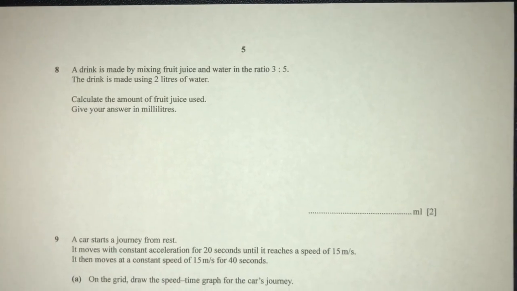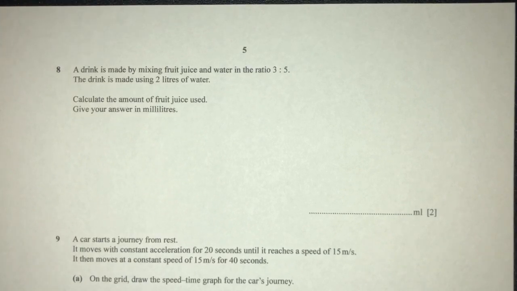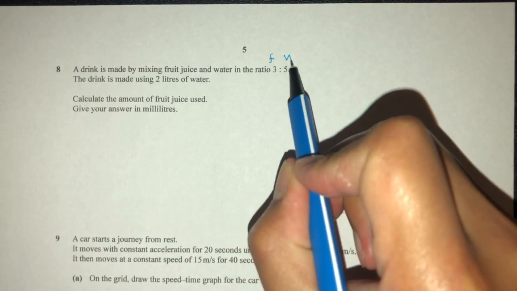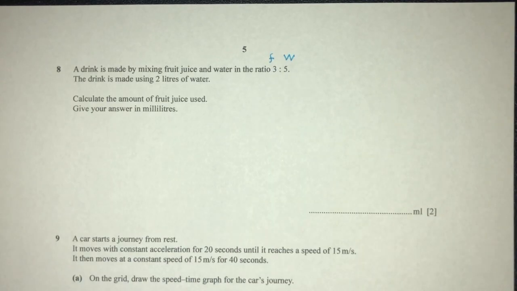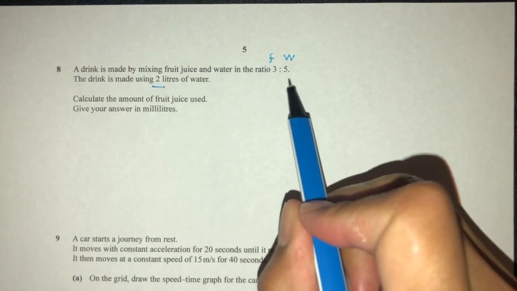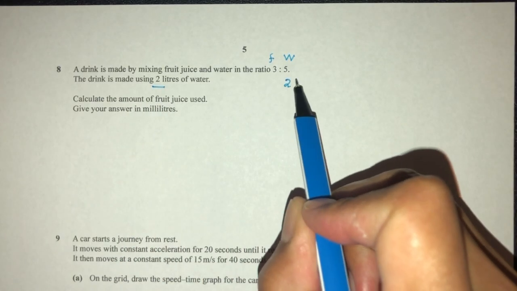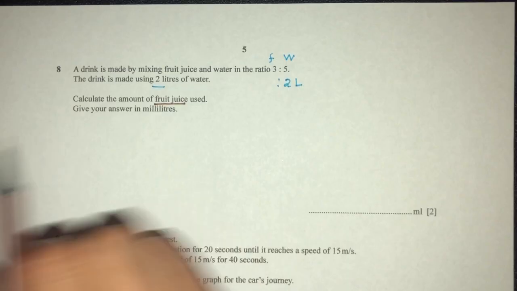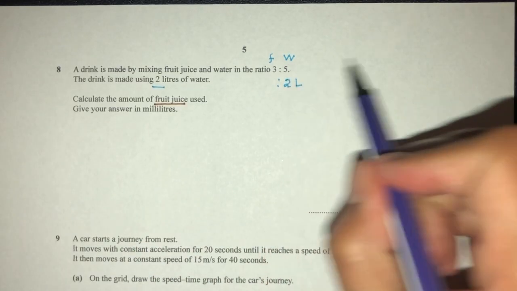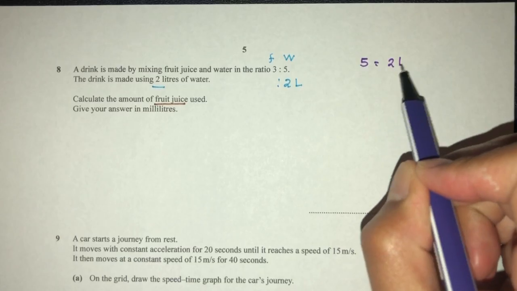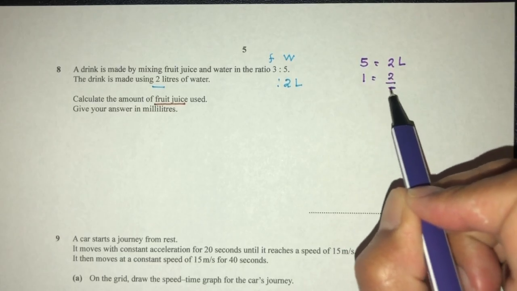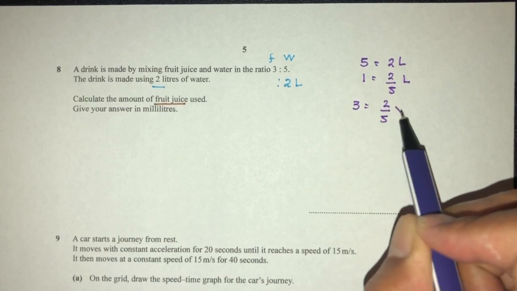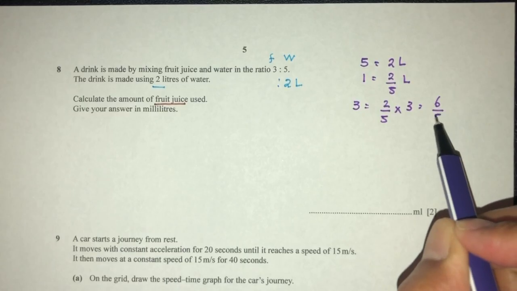Now let's move on to question number 8. A drink is made by mixing fruit juice and water in the ratio of 3:5. So this is fruit juice and water. The drink is made using 2 liters of water. So 2 liters will be right here because we know it is 2 liters of water. Now calculate the amount of juice used. Pretty easy. If 5 shares represents 2 liters, 1 share will represent 2 divided by 5 liters. Now we know fruit juice is 3, so we have to find 3. 3 will be 2 over 5 times 3. That will be 6 over 5 liters.